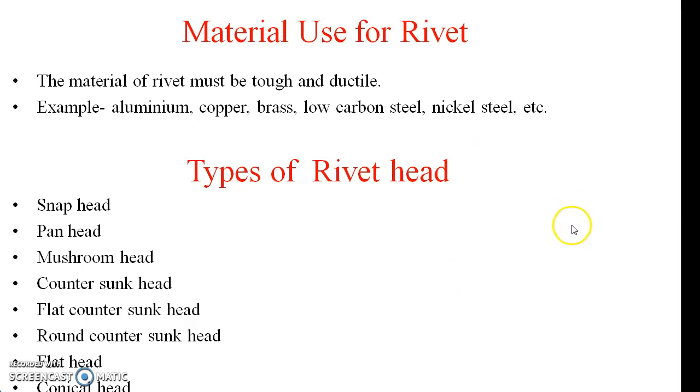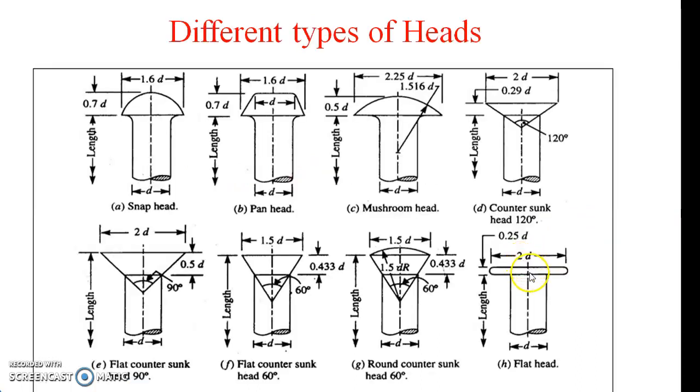So I am going to show you the diagram of types of heads. Here, in the first diagram, this is called snap head. We have also studied this in the basic rivet, which looks like this. This is the snap head, where the head is like this.